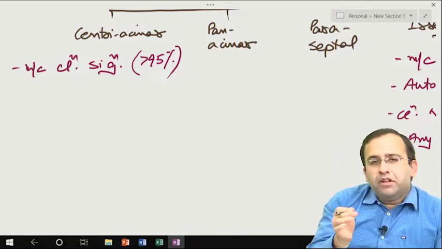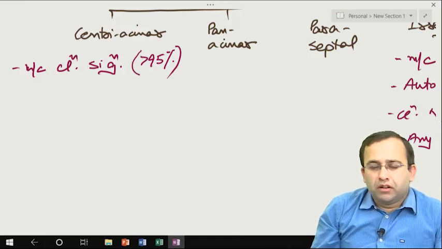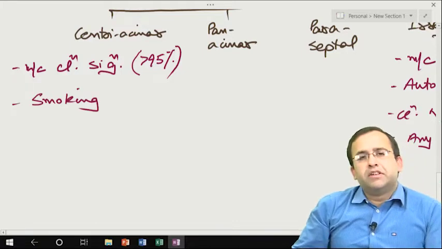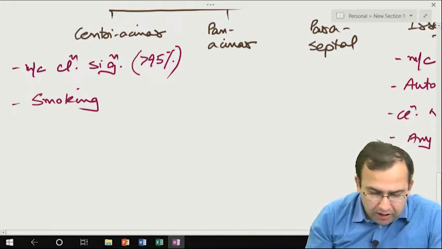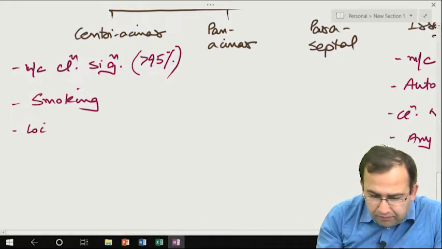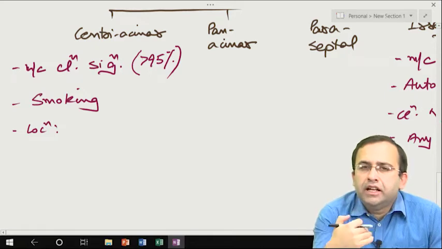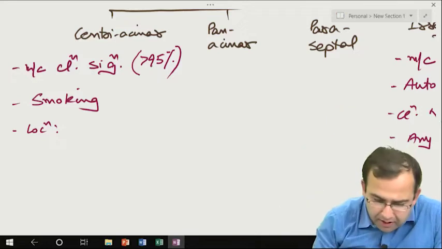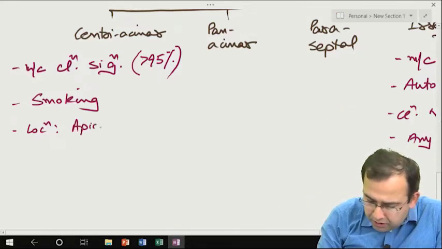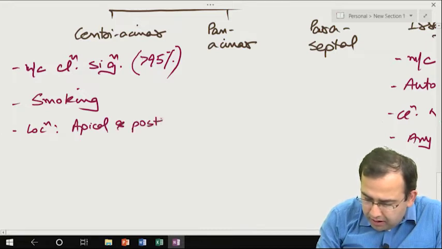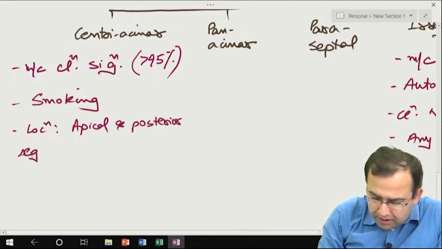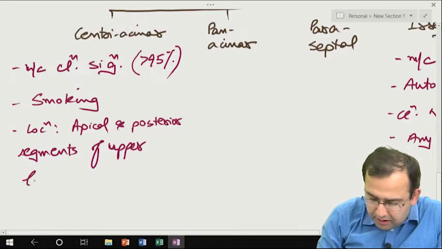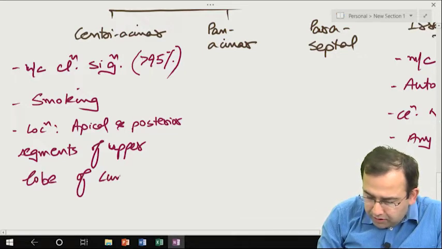Next point, which emphysema has the strongest association with smoking? Centriacinar. So the main risk factor for centriacinar emphysema is smoking, and it is the most clinically significant. Next, location. When we inhale air, more air goes to the apex of the lung. So when a patient is smoking, more smoke goes to apex. That is apical and posterior segments of upper lobe of the lung.